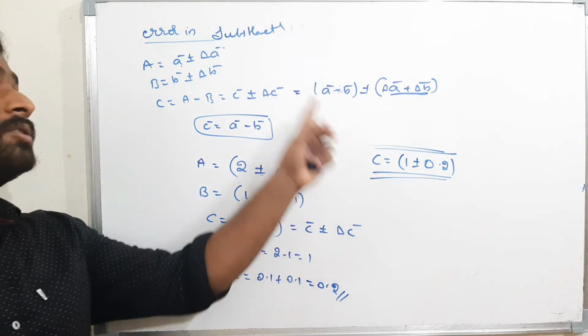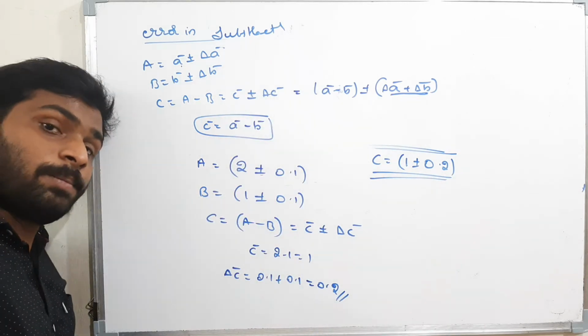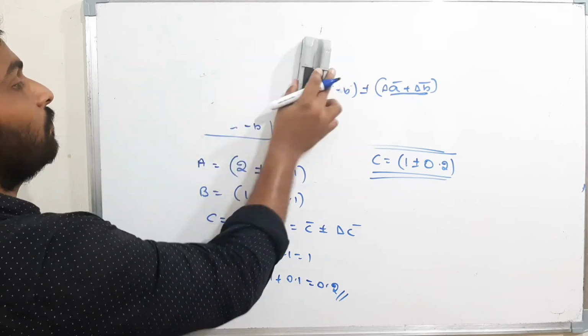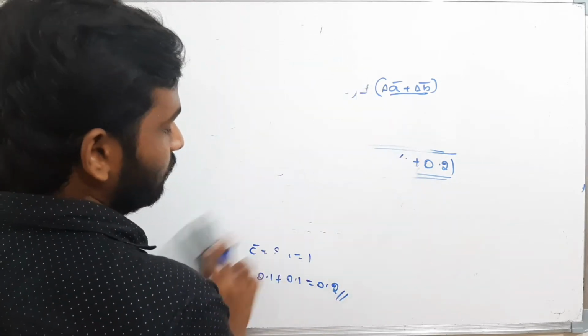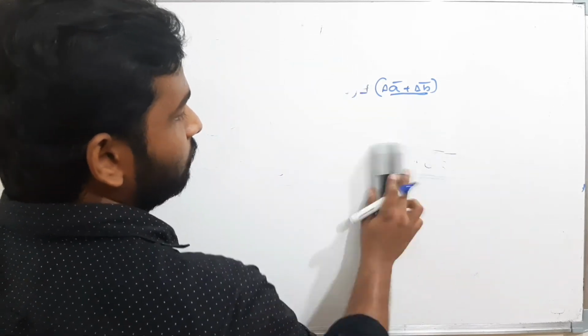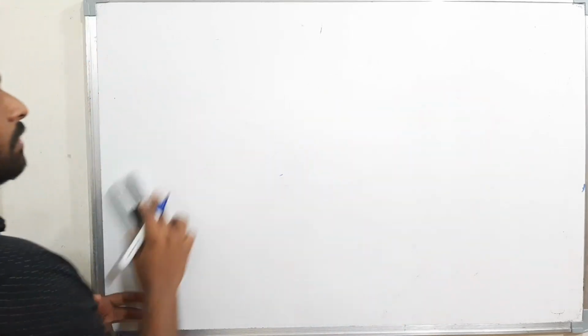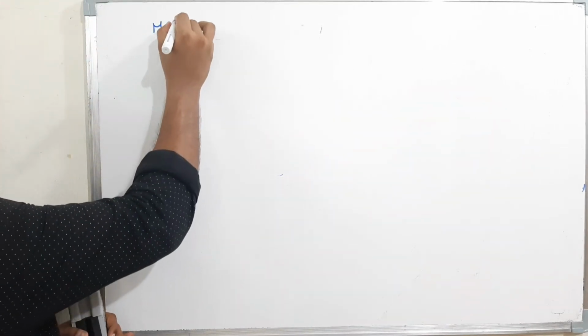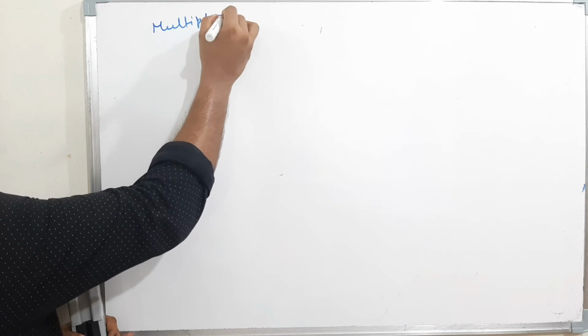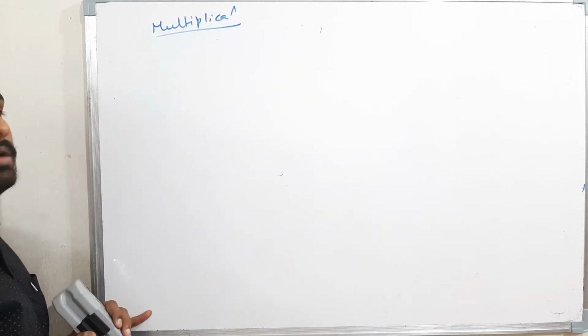I think this is clear. Addition and subtraction. Now we will see multiplication. Now what to do for multiplication? Okay, now see here.